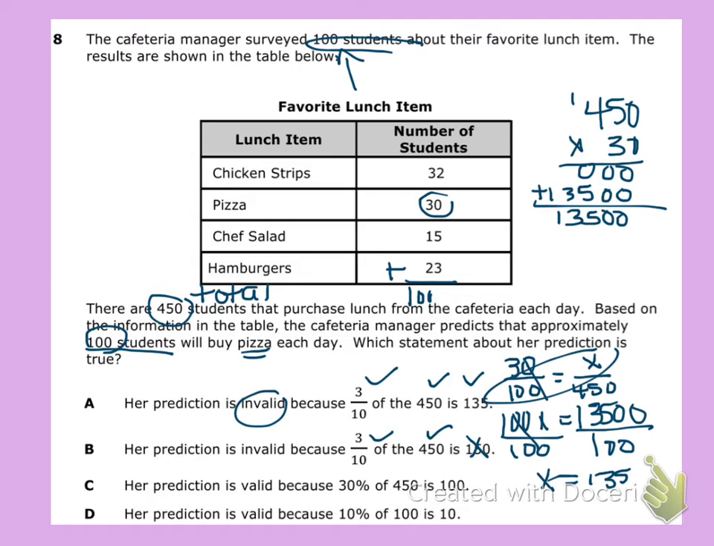30% of 450 is 100. So 30 over 100, what percent is that? It's 30%. So is 30% of 450 100? No, it's exactly 135. And then it's saying it's valid because 10% of 100 is 10. Well, that's a true statement, but that has nothing to do with our problem, correct? So the answer is A.